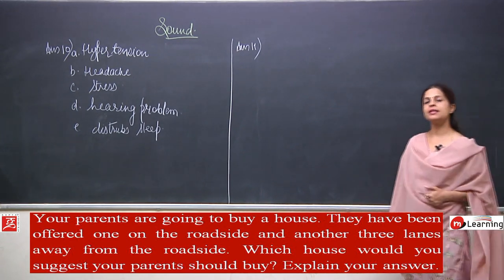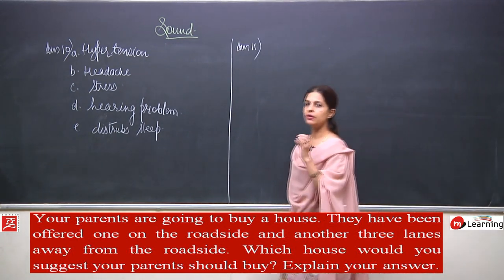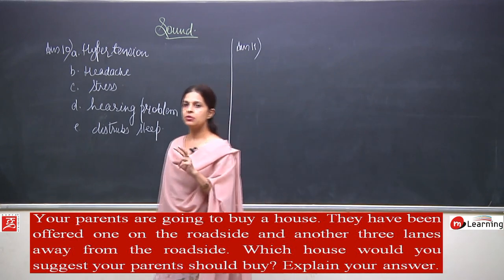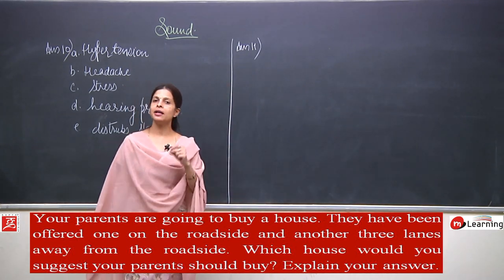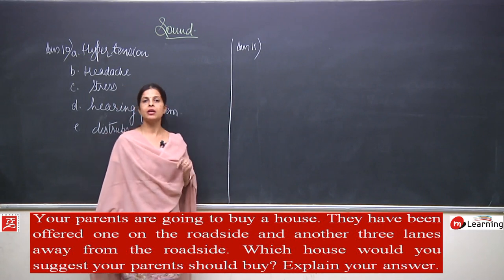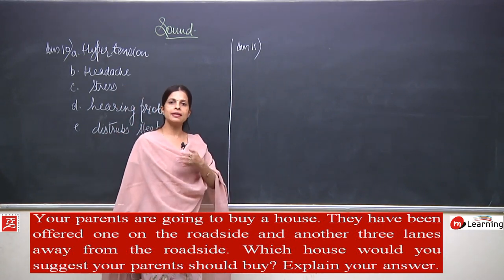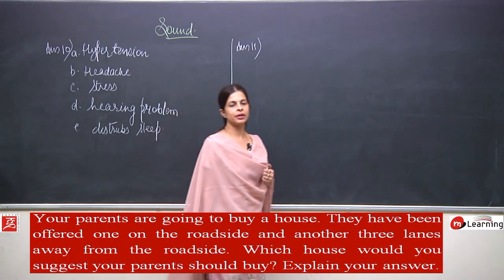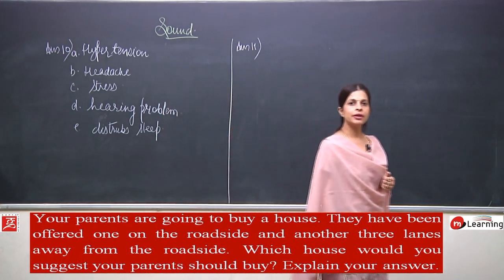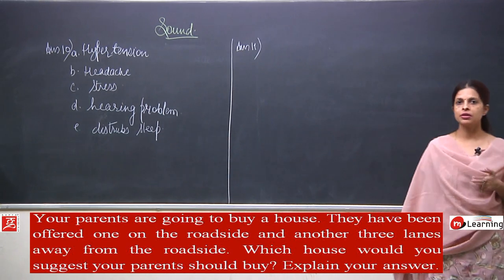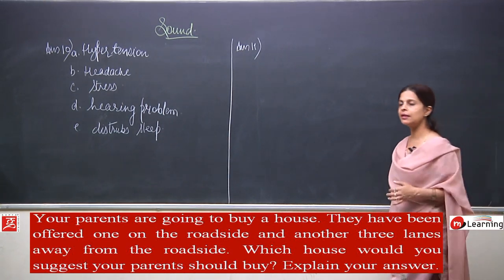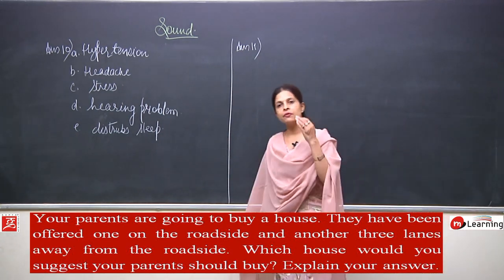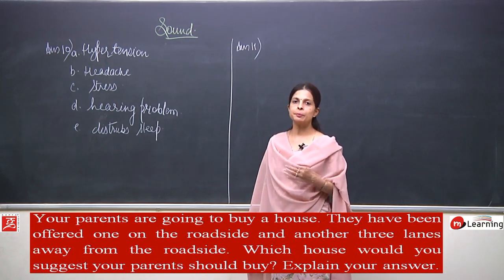In the same way, the question is asked that your parents are interested in buying one house. So what will you suggest? To buy the house just near the roadside, or the house three lanes away from the roadside. Definitely, children, as the question is given to you, you should answer, but still, see, if it is very close to the roadside, what will happen?